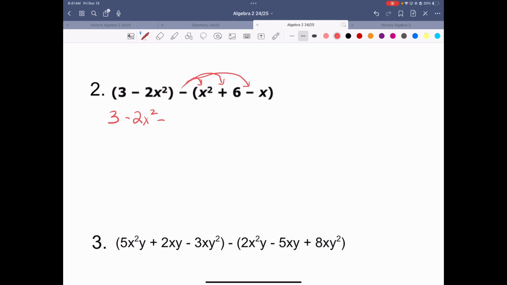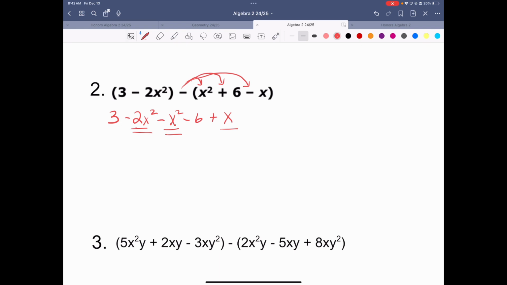So this becomes negative x squared minus 6 plus x. Now I have it in a form. No lines, 2 lines, 2 lines, no lines, 1 line. And again, this is just the way that I like to do it. If you've got a better way, if you like to highlight, highlight. If you don't need to do it, then it's whatever.